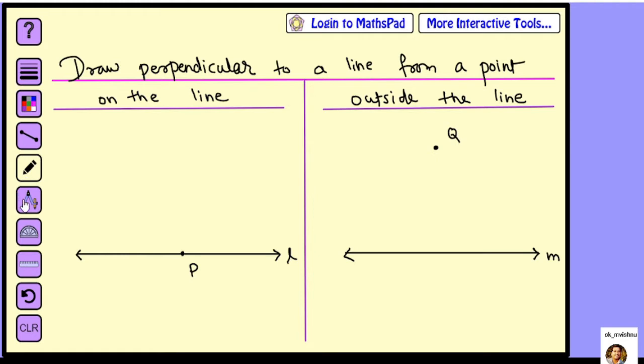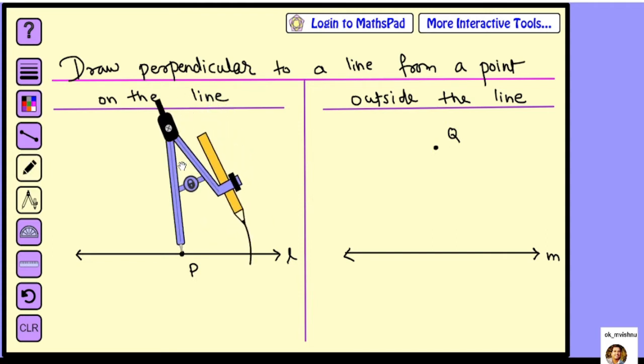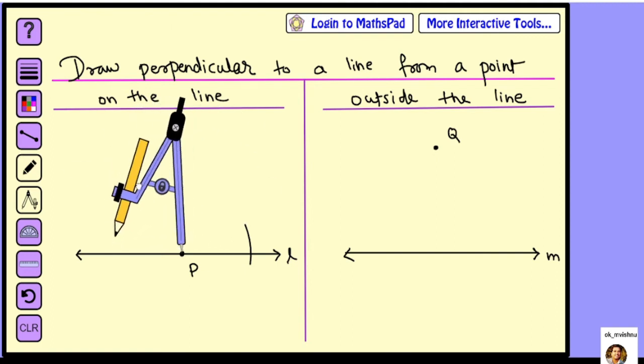So for that we need a compass. This is a round compass. So in the compass, we take a comfortable distance. Make sure you don't exceed the line. The arc should be coming on the line. So take a comfortable distance. So one arc to left and one arc towards right.